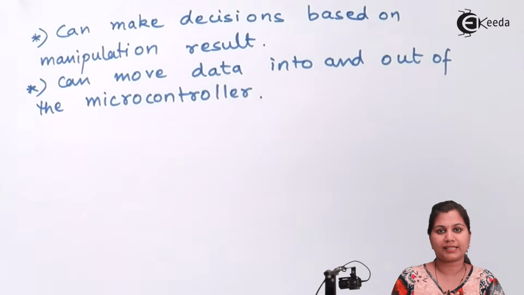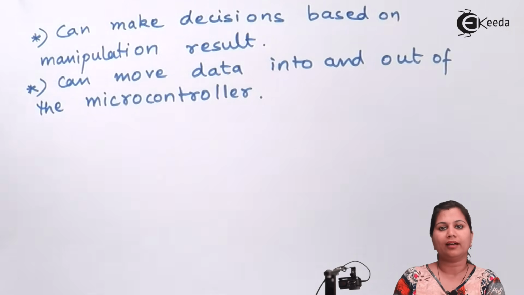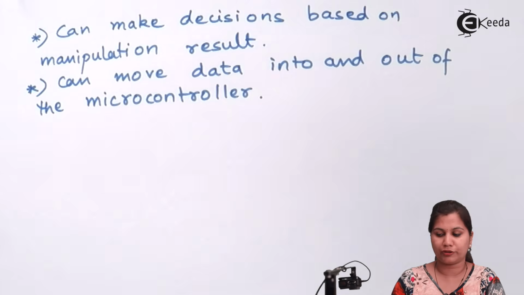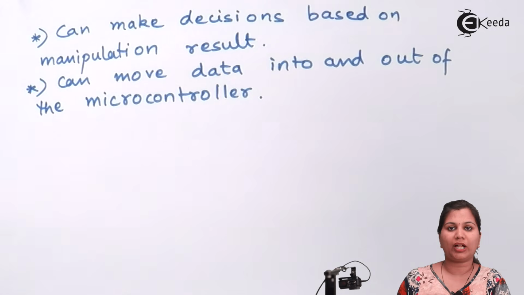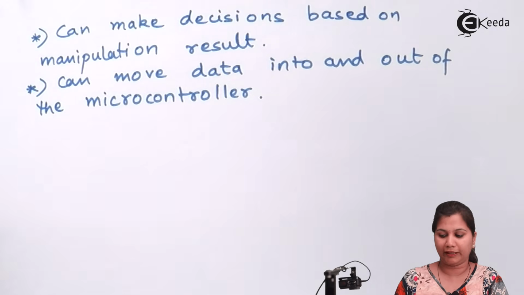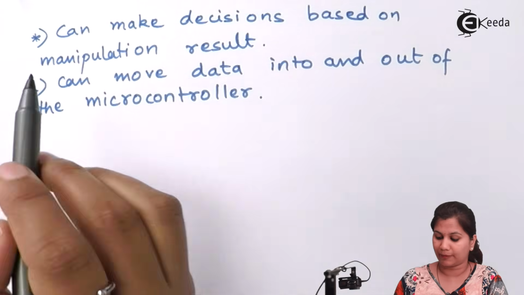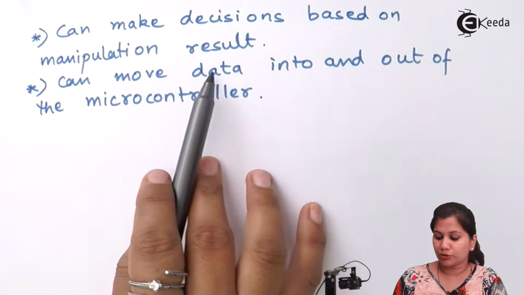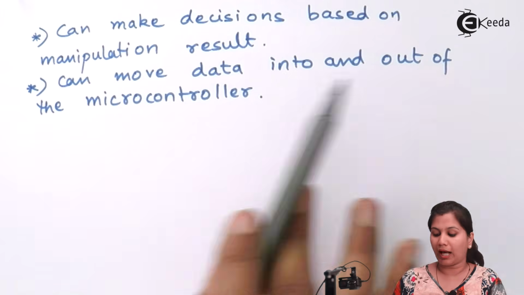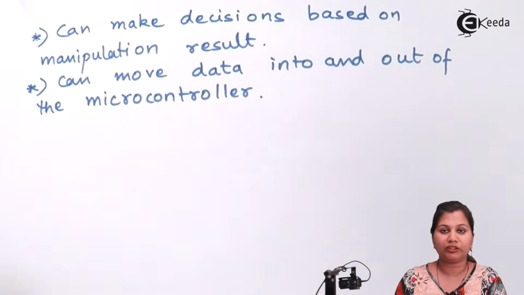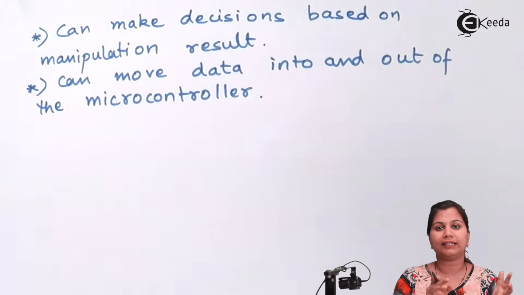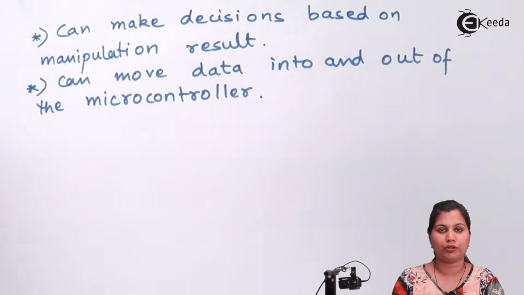Suppose that if the result is coming out to be 0, then do this operation. If the result is not coming out to be 0, then do another operation. So on the basis of that, decisions can be made with the help of the instructions. Also, the microcontroller can move the data into and out of the microcontroller. With the help of the instructions, the data can be moved into the microcontroller and out of the microcontroller.